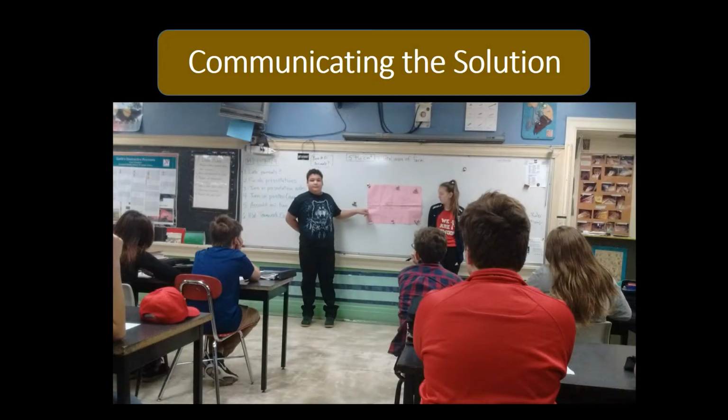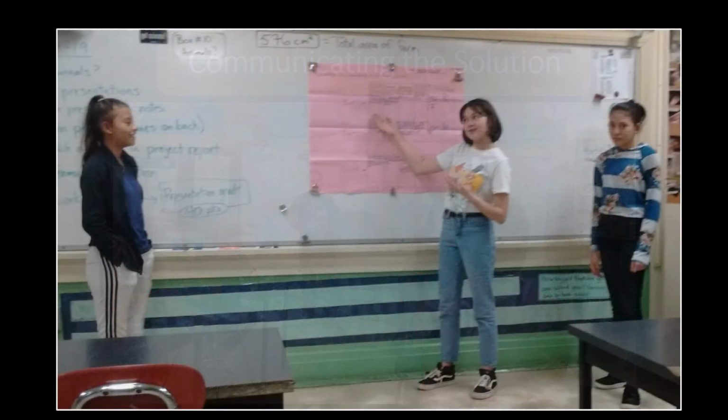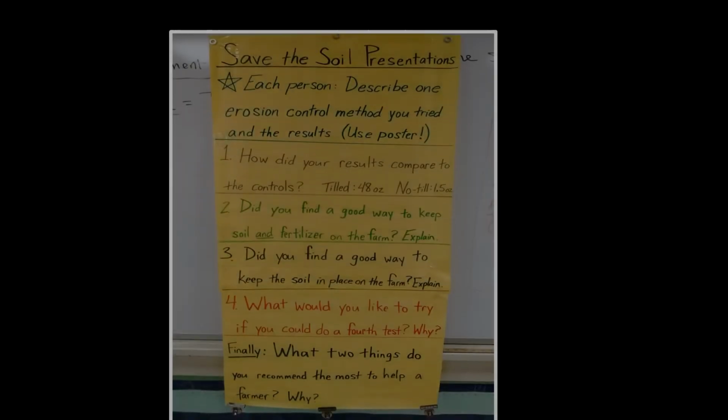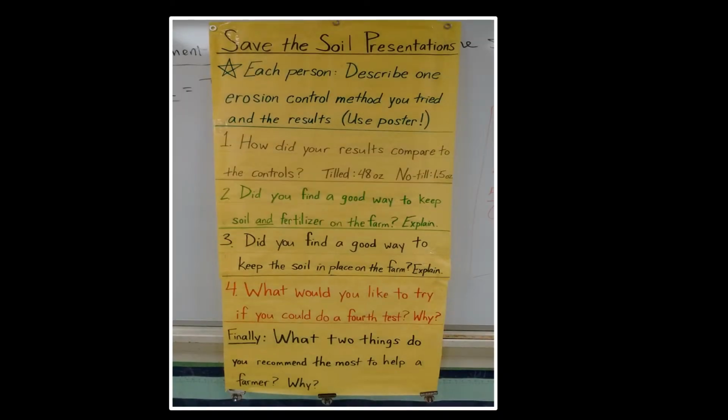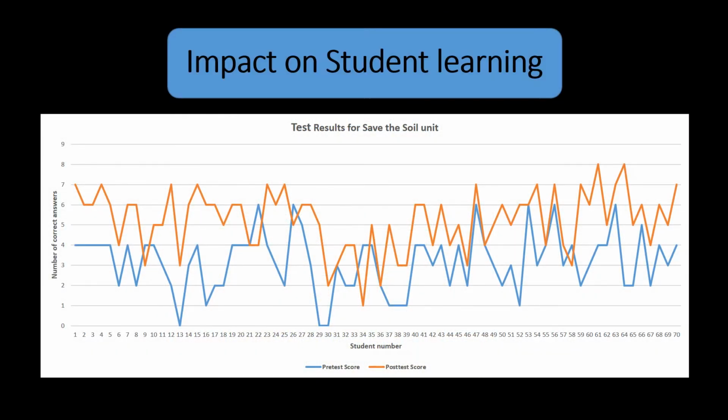After testing 3 different iterations of their farm designs, students analyzed their data and made conclusions about best practices. Posters were developed as visual aids, and each group presented its findings to the class. Presentation questions on a poster guided the students as they talked. Student learning about the topics of weathering and erosion definitely increased as a result of this project.